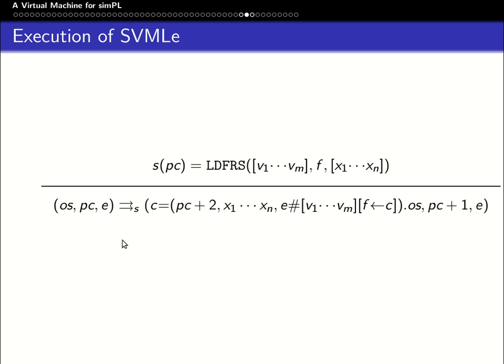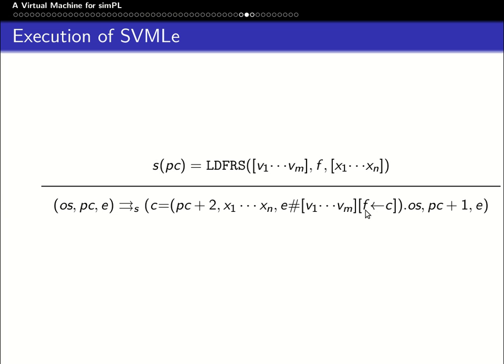So when we execute it, the result of this instruction is a closure. It's a triple of the return address, arguments, and environment, right? So what we do in this environment, we are placing a reference.